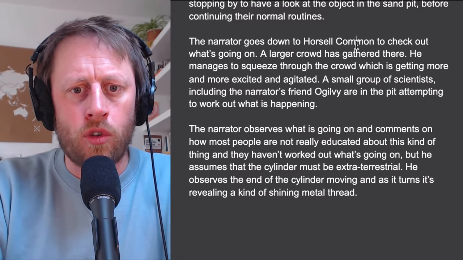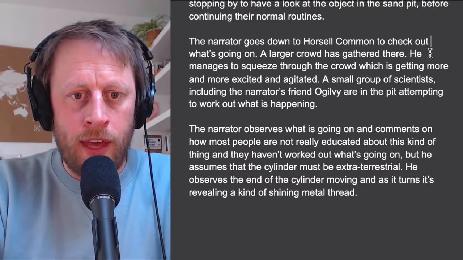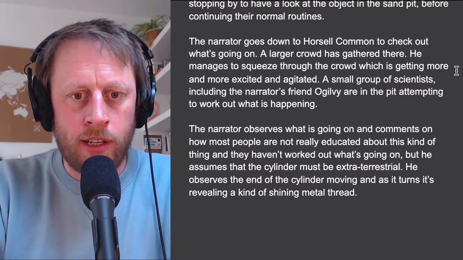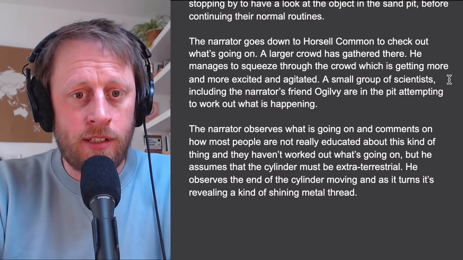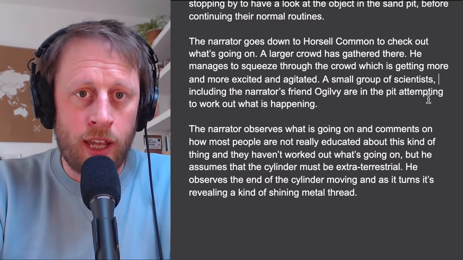So the narrator of the story goes down to Horsell Common to check out what's going on. A larger crowd has gathered there. He manages to squeeze through the crowd, which is getting more and more excited and agitated. A small group of scientists, including the narrator's friend Ogilvy, are in the pit attempting to work out what is happening.